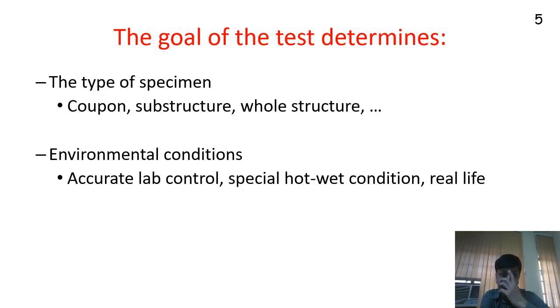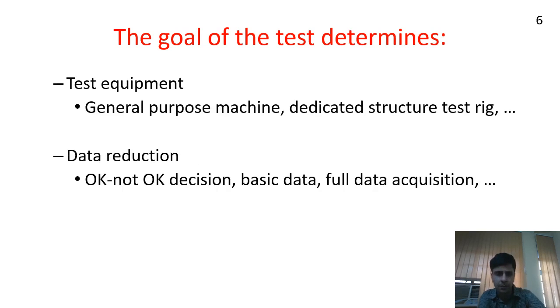Now, the first step is you determine the goal of your test. The goal of the test will determine the type of specimen. Do you do the tests on a coupon, on a substructure, the whole structure? You also have to decide, depending on the goal, what are the environmental conditions. Are you going to do very precise, accurate lab control where you control the humidity, the temperature, or you do it more like real life where the temperature could vary in a range, there could be dust, and so forth? What are the environmental conditions that you will choose? What is the test equipment we'll use? Can you use a general purpose machine, or do we have to design a dedicated structure test rig?